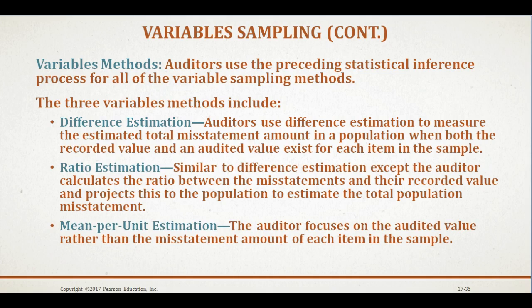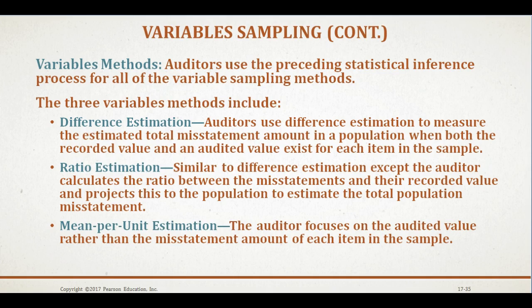Auditors use the preceding statistical inference process for all of the variable sampling methods. The three variable methods include the difference estimation. The auditors use difference estimation to measure the estimated total misstatement amount in a population when both the recorded value and an audited value exist for each item in the sample.